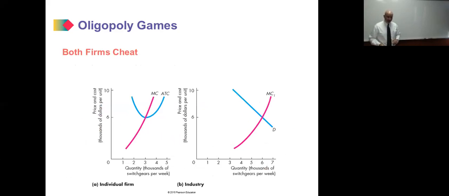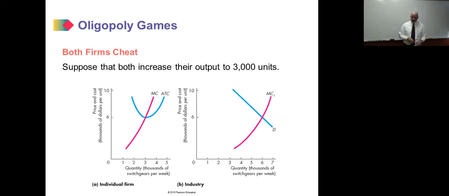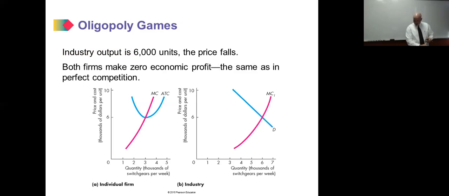All right, let's jump back in and look at when both firms cheat. So now we've got an example. Individual firms switch gears. We're using the same examples. Now, suppose that both firms increase their output to 3,000. Industry output, when we push it to 6,000 units, we observe that the price is going to fall.